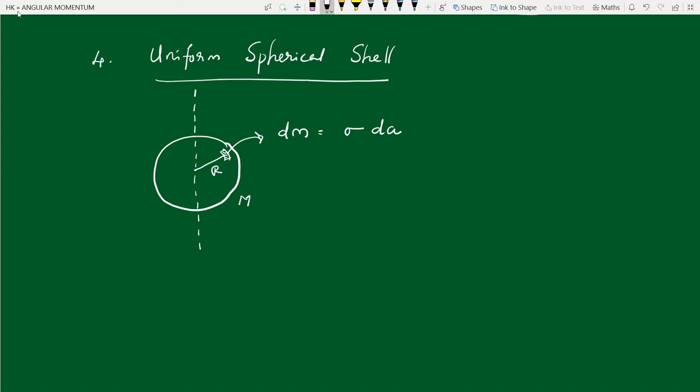This is our axis, the axis passing through the center. So what is the perpendicular distance of this patch from the axis? This is rho, right? This angle is the polar angle theta. You can take this perpendicular axis as the z axis. So the polar angle theta is measured from the z axis. Therefore, from this figure, it is clear that this perpendicular distance rho is R sine theta.